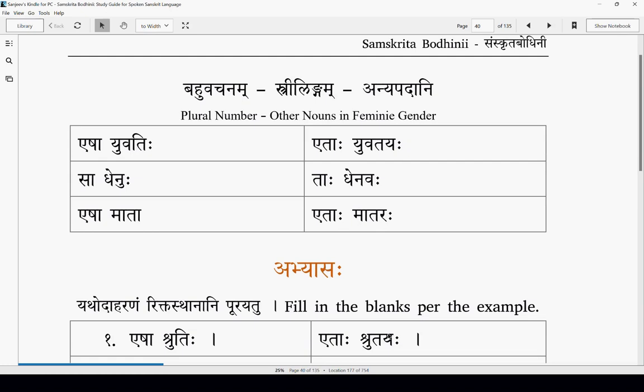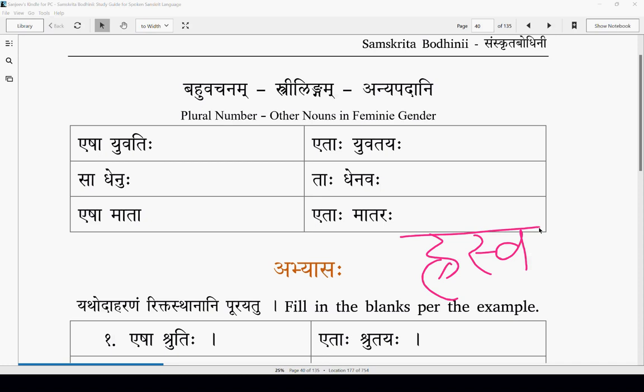Rasva, or short E, is Kavi. I'm using Rasva for short. Rasva literally means short, and any person who is short we can call Rasva. On the Pullinga side, the base word is Kavi. Similarly on the Strilinga side, we have Yuvati, for example. Yuvati, a young lady.